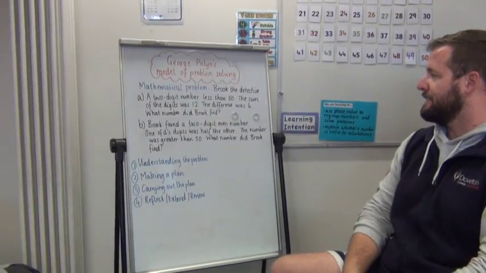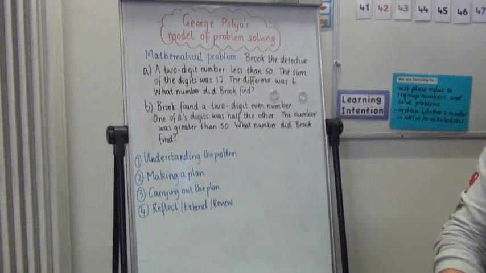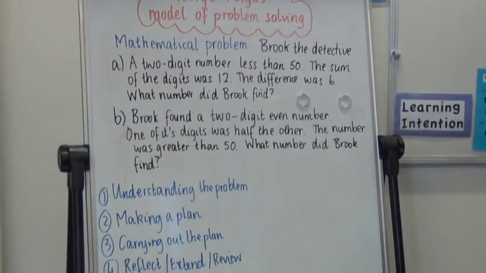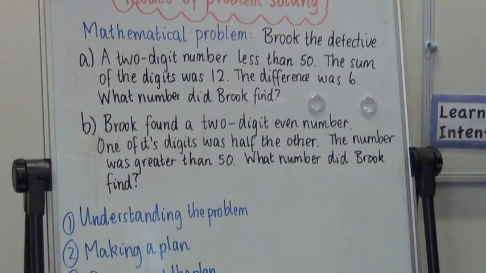Today I will demonstrate some techniques which may assist you in your Year 3 and 4 classes. A two-digit number less than 50. The sum of the digits was 12, the difference was 6. What number did Brooke find?